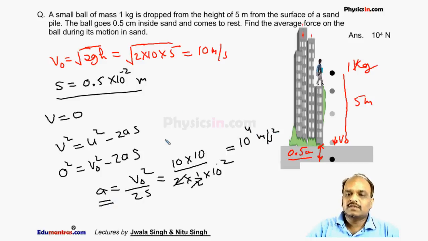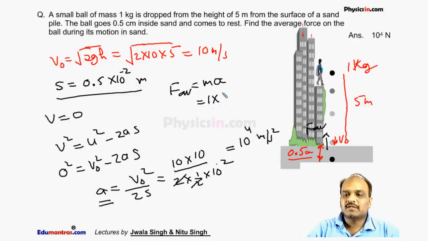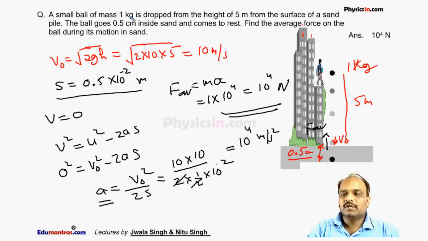Now if this is the average acceleration, the average force is mass into average acceleration, which is equal to the mass of the ball, 1 kg, times the retardation of the ball, 10 to the power 4 meter per second square. So this is equal to 10 to the power 4 Newton. This average force is very large compared to the weight of the ball, because the weight of the ball is only 10 Newton. So we have neglected the weight of the ball during penetration inside the sand.